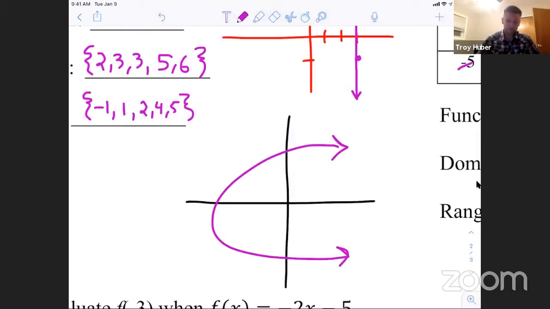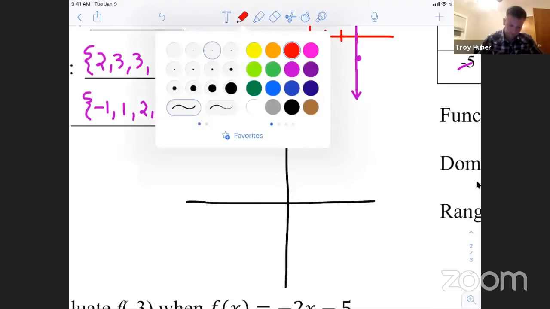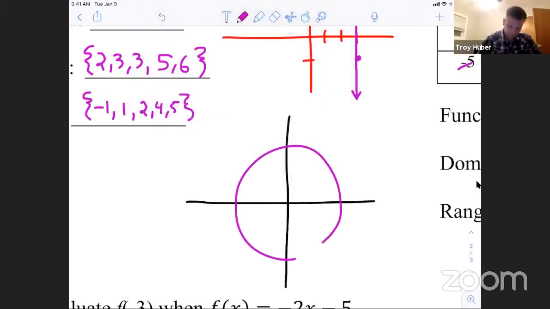What about this one? Well, if I drew a vertical line, see how it goes through 2 points on your function? That means that this one's not a function. Nope, this one would not be a function. What about this one? Is this graph a function? Again, we draw a vertical line. Hits 2 points, so no, not a function.